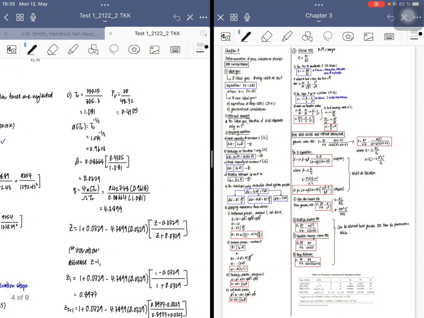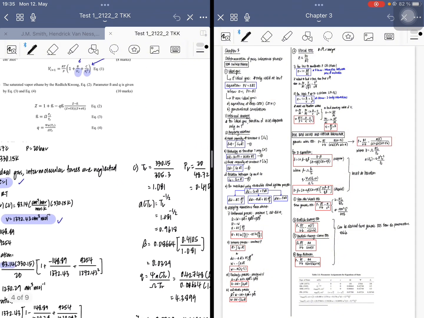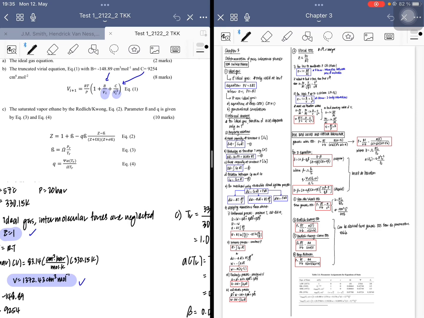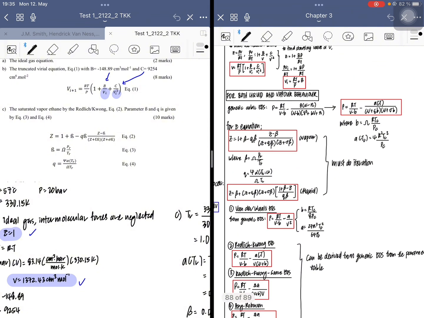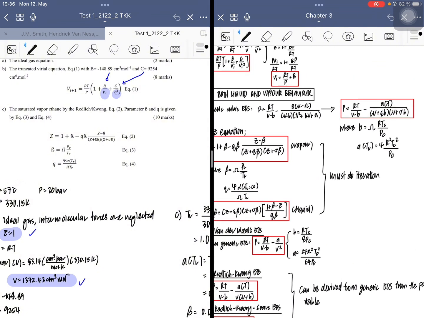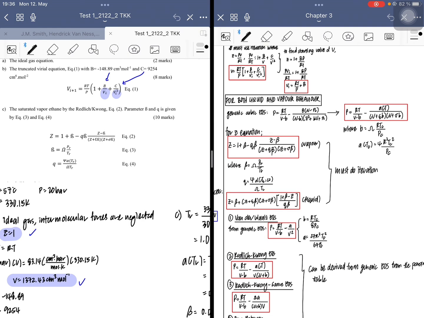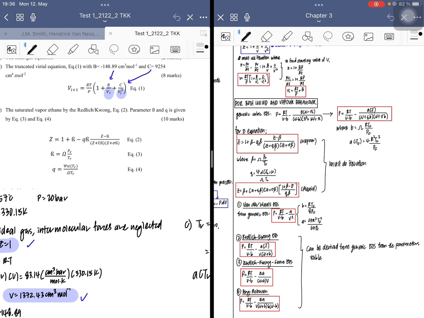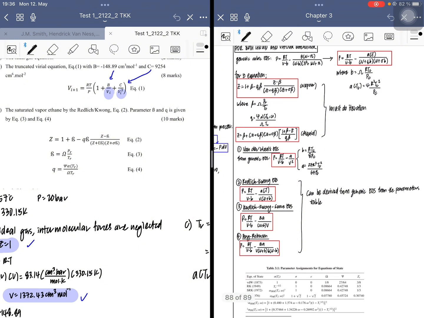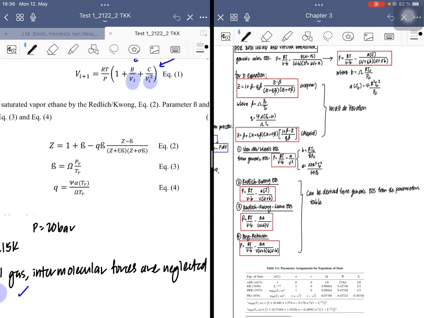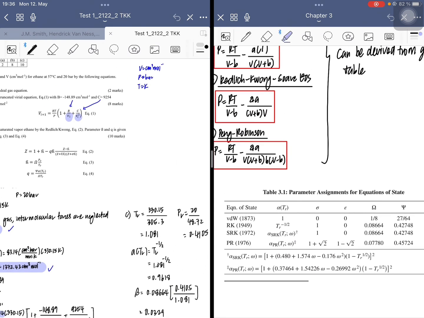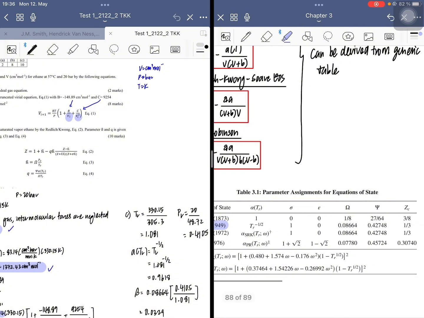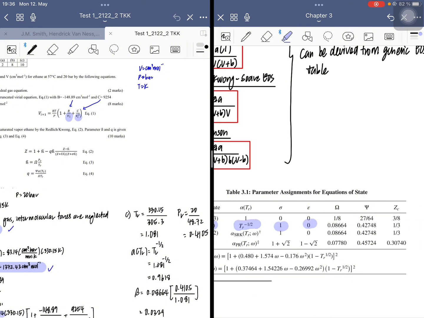Yep, perfect. Okay, for the Redlich-Kwong equation, you know that the full equation is Z equals 1 plus beta minus q beta times (Z minus beta) over Z(Z plus beta), and so on. This is the rearranged equation for Z. The main equation is actually for P, but since they already rearranged it into Z, you can just use this, honestly. So you just have to find the beta value and q value, which are given in Table 3.1. You just have to look at the Redlich-Kwong row and see which values correlate.